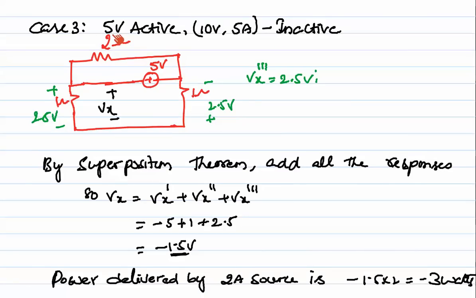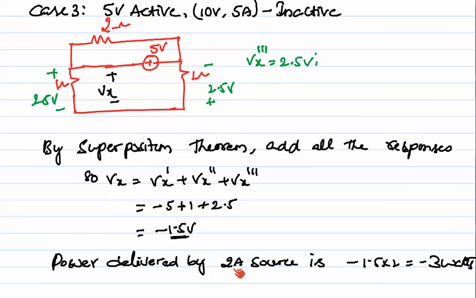Next, the third case: the 5 volts is active and the 10 volts and 2 amps are inactive. Here we have the 5 volts and plus Vx. By the voltage division rule, we get 2.5 volts and 2.5 volts, so Vx is equal to 2.5. By the superposition theorem, add all the responses: Vx is Vx dash plus Vx double dash plus Vx triple dash. From this we get minus 1.5 volts.